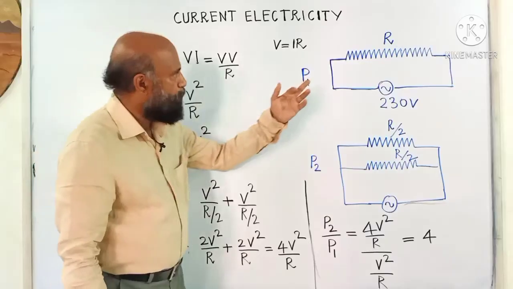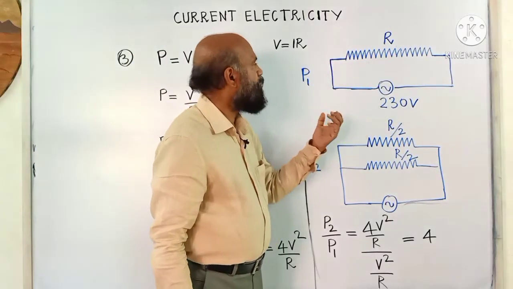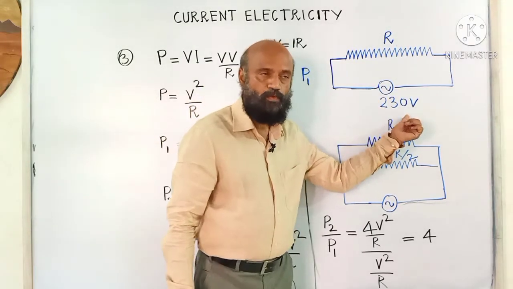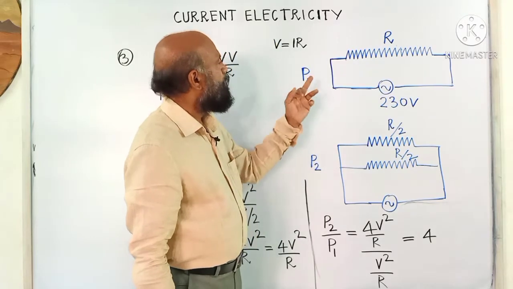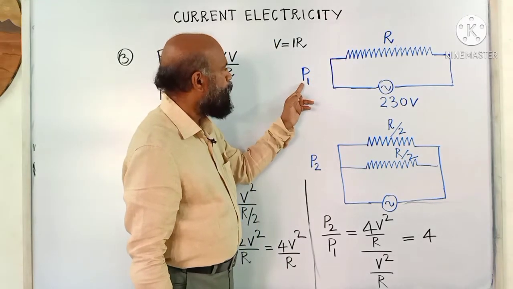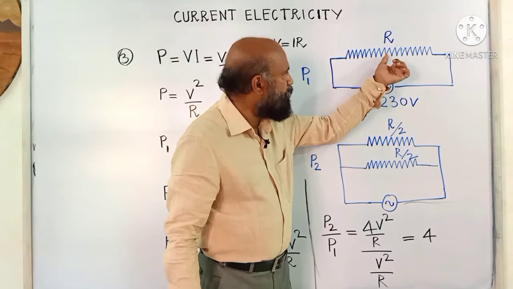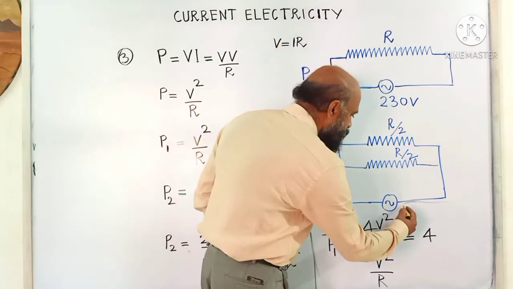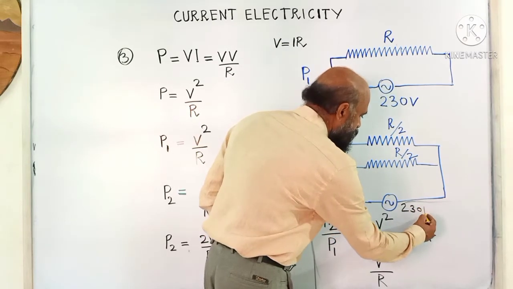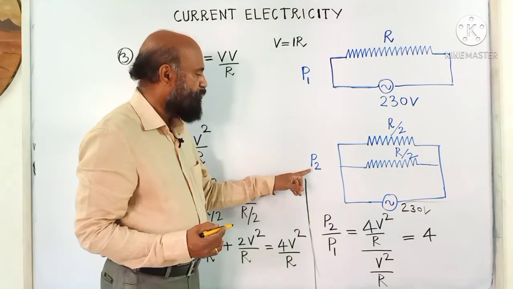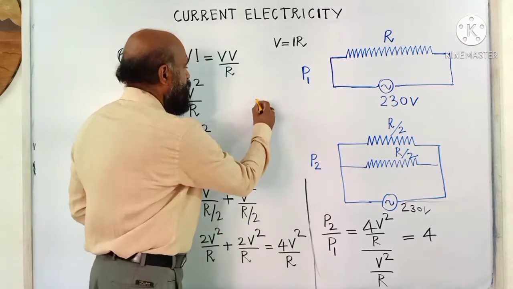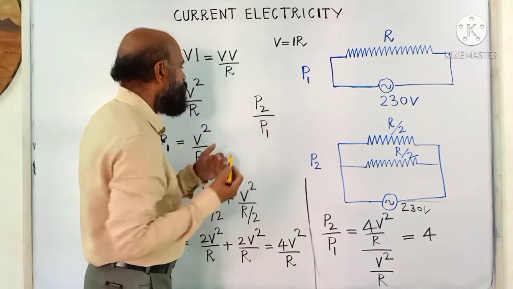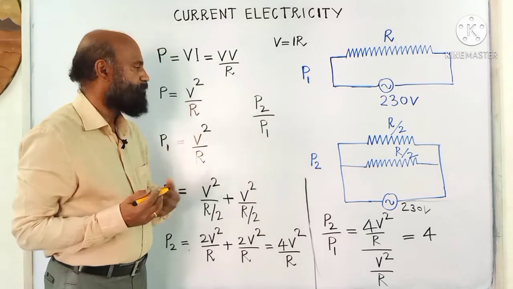In this problem, a wire is connected across a potential difference of 230 volt. Power dissipated is P1. Now this wire is cut into 2 equal pieces, then connected across the same 230 volt. Power dissipated is P2. We have to get the ratio of P2 to P1.